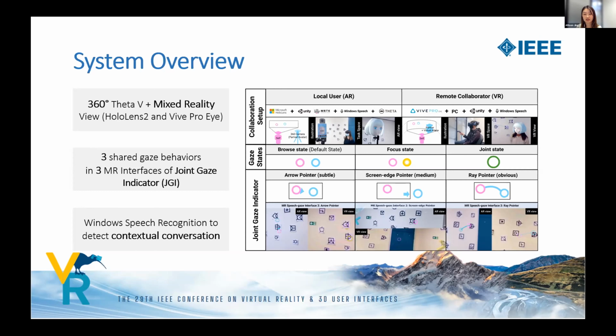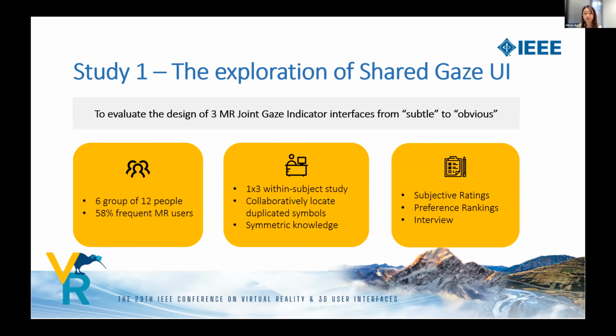3 MR interfaces are designed to show a joint gaze indicator, visualized through a virtual connection between collaborators' current gaze points in arrow pointer, screen edge pointer, and ray pointer, depending on the visibility level. The indicator will be triggered when in situ keywords are spoken by either collaborator, detected by the Windows speech recognition API, to help collaborators quickly achieve mutual attention in context.